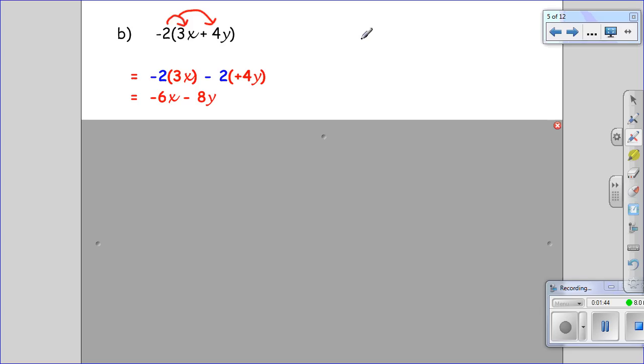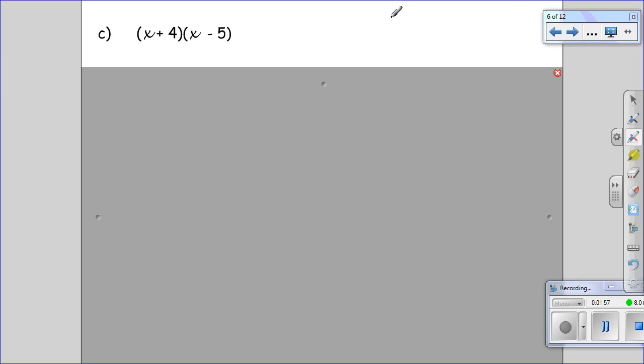I don't have to do that first step right here. This step here is optional. Depends on how your brain works and which way is easier for you to do your answer. Hopefully, by the end of this unit, we'll all be writing it just in that final answer.